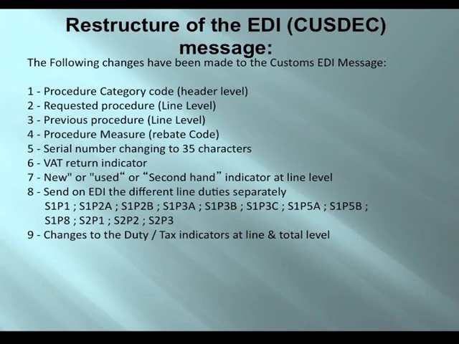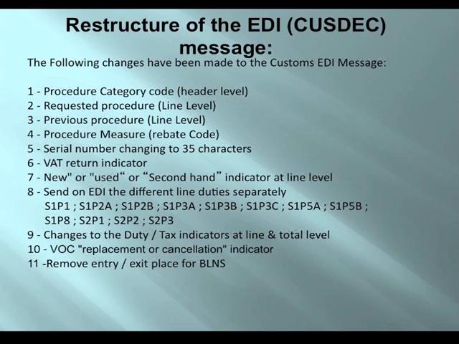Then we've got changes to the duty tax indicators at line level and total level. The VOC replacement or cancellation indicators have changed. We had to remove the entry-exit place for BLNS clearances. Bank code has been added to the export CustDec messages. So in other words, we never used to send the bank code to customs previously. We now do. That's your bank code that prints in box 28 of the SAD 500.